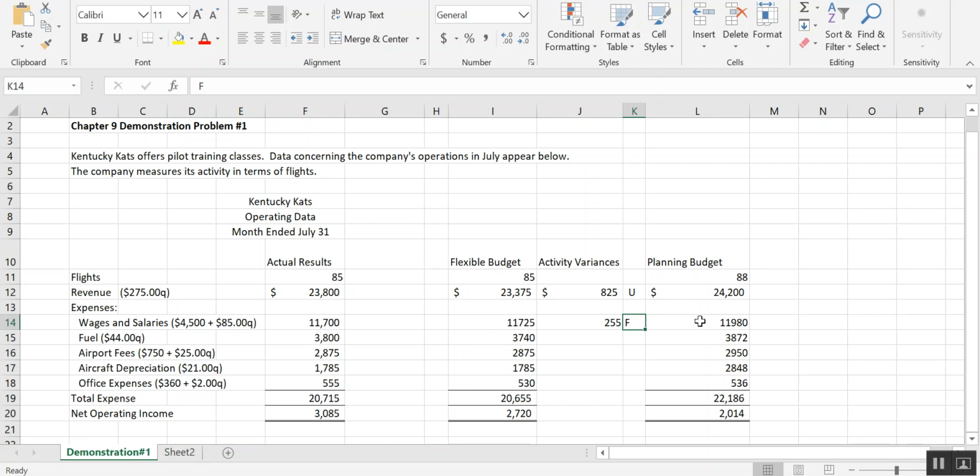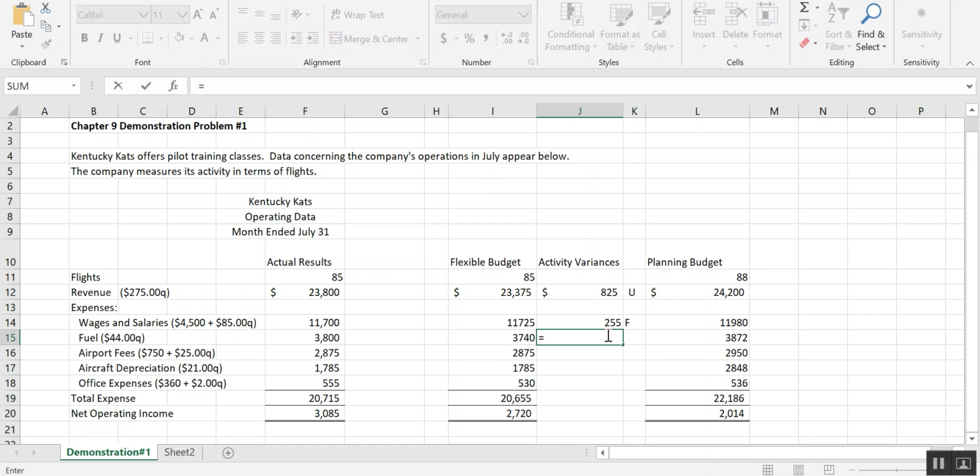Anytime our costs are lower than what we planned, it's favorable. Anytime they're higher than what we planned, it's unfavorable. Likewise, with revenue, anytime our revenue is below what we planned, it's unfavorable. But if it's above what we planned, it's favorable. Okay. All right. So let's take a look then at the next item, the fuel.